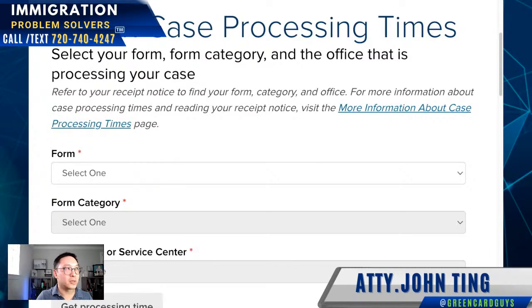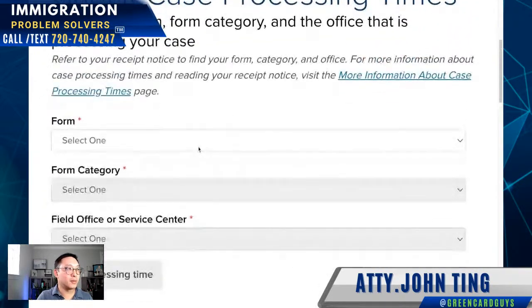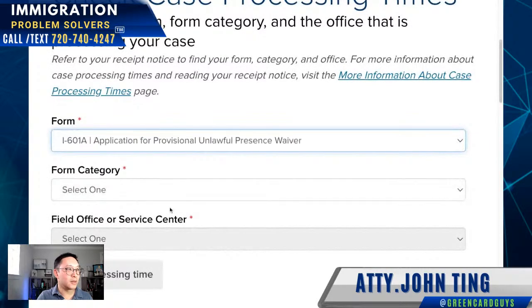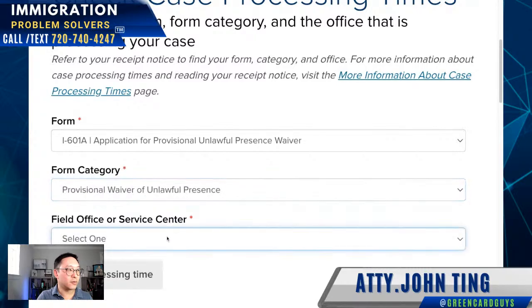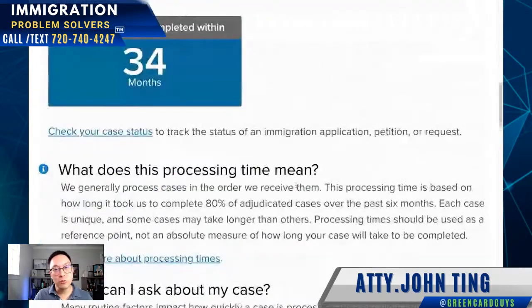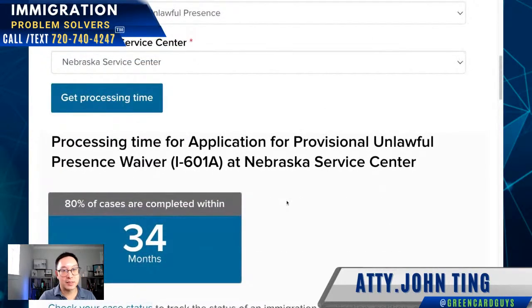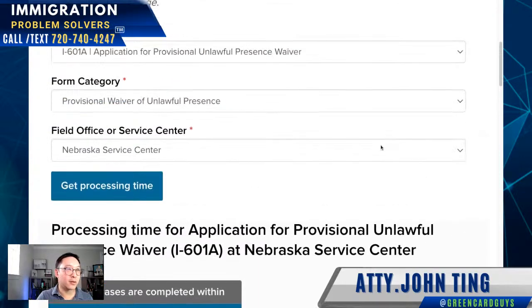So you go to USCIS processing times. You can Google search it. It should take you straight here, and then I'm clicking on the drop-down for the form 601A, and clicking on the category, and the service center. I'm just going to click on Nebraska Service Center. And right now, yikes, 34 months. 80% of cases are completed in 34 months after you file the 601A application. This is not after you file the petition, because that's a different application. Some people might get confused about that.